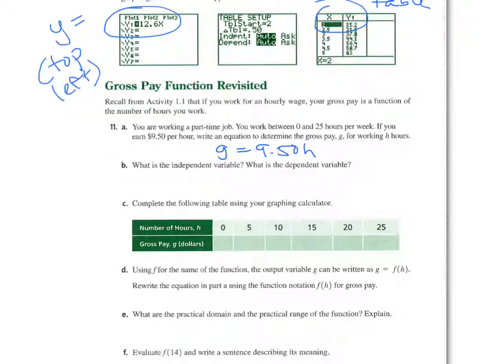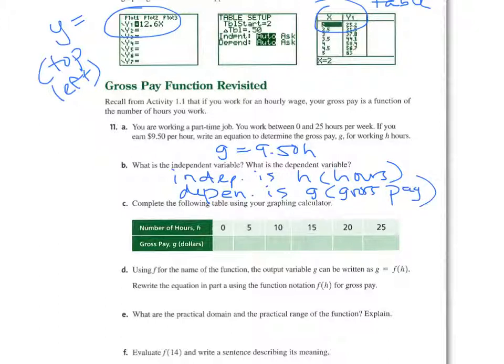Okay, we already kind of answered this last time, so our independent is our H, which is hours, and our dependent, or yeah, that's how they're wording it, which is the same thing as our input and output. I'm just abbreviating. Is our G, our gross pay.